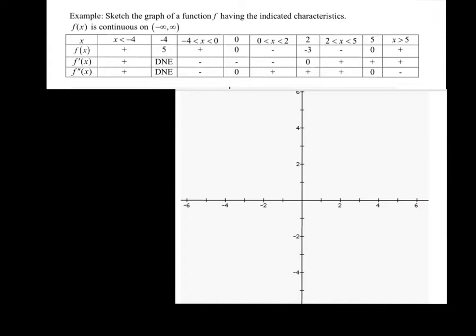The one thing they tell us is that our function is continuous from negative to positive infinity. So that's telling me I should not have any holes in my graph. I shouldn't have to pick up my pencil at all. I should have a nice smooth curve. Now, I clearly see some points. I know when x is negative 4, the y value is 5. So I immediately go and plot that point.